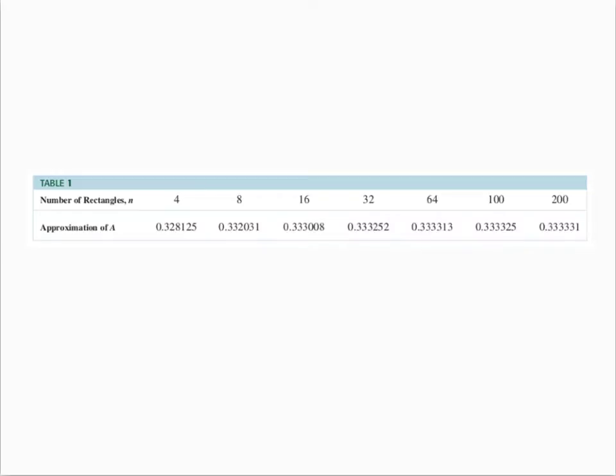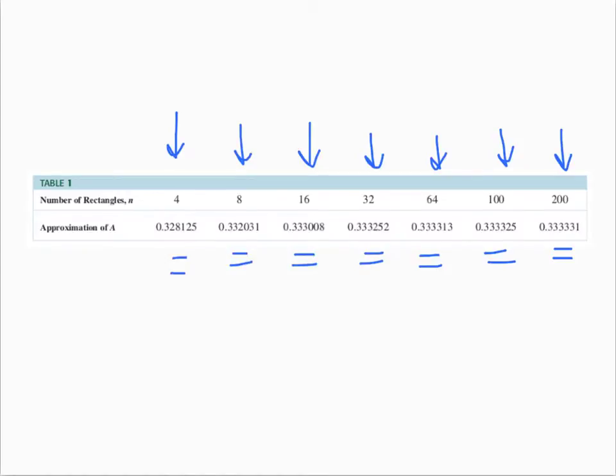So here's a table that shows the areas for a certain number of rectangles. For 4 rectangles, the approximation is 0.328125. You can see that decimal. And notice, as we increase the number of rectangles, it appears that we're heading toward a limiting value. My best guess is that we're heading towards 0.3 repeating, or 1/3.